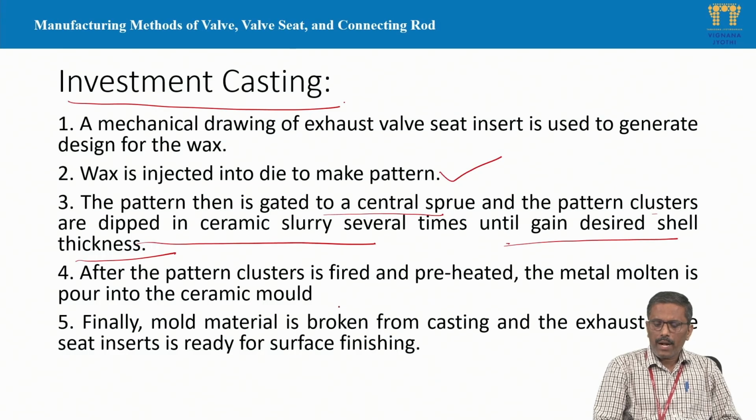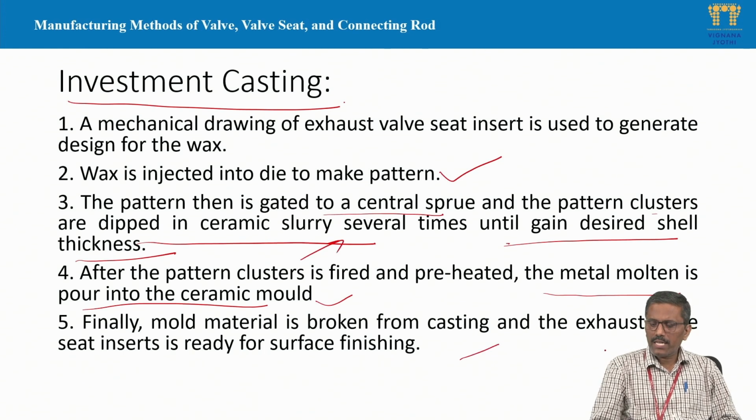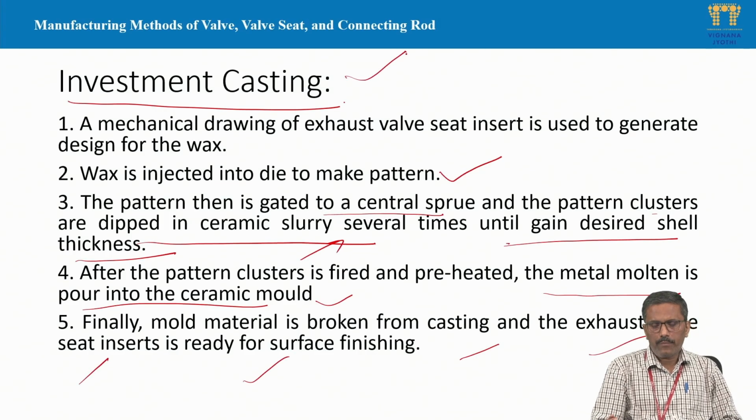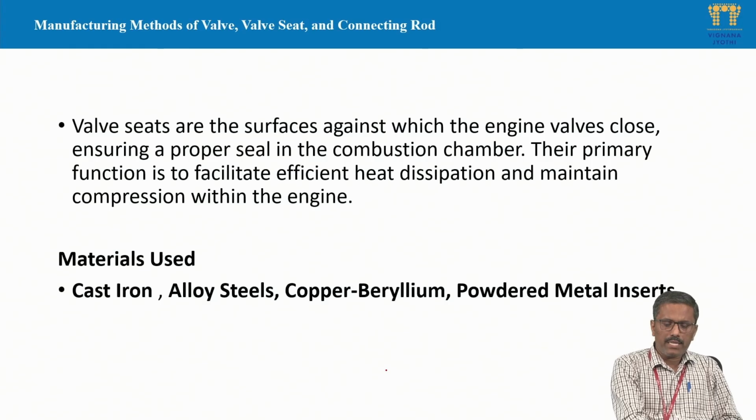After that, the pattern cluster is fired so that the molten metal is poured into the ceramic mold after the wax is evaporated. Finally, the mold is broken from the casting so that the exact valve seat can be obtained from the casting process. And after obtaining the valve seat from the investment casting process, we go for surface finishing methods.